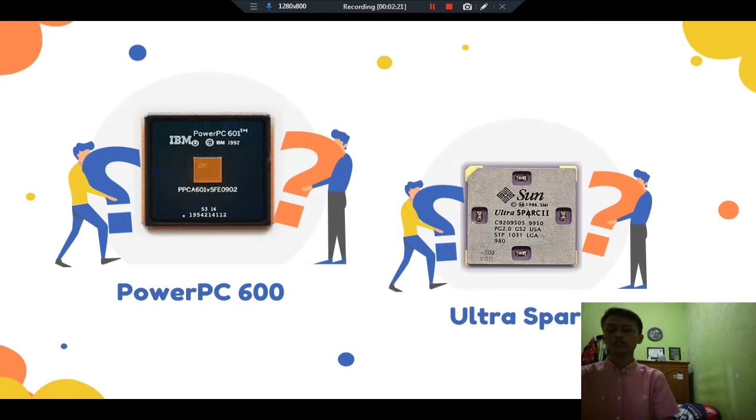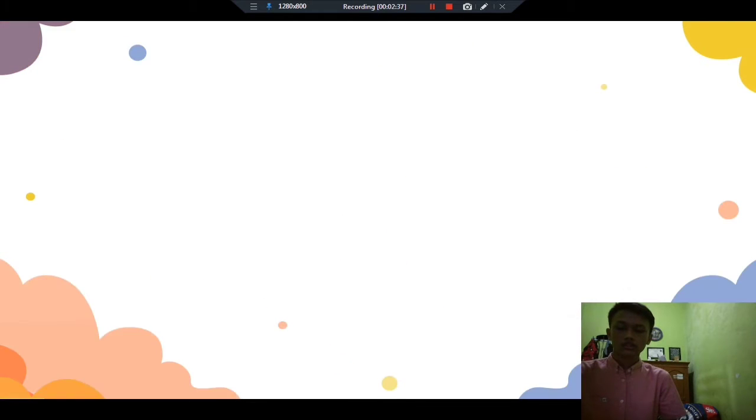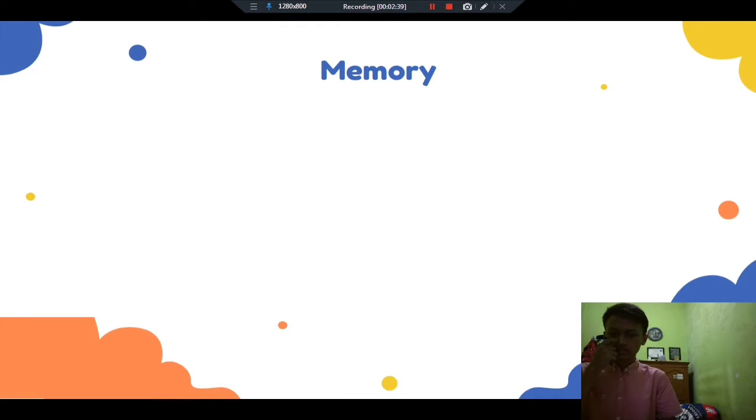And this is an example of RISC microprocessor. This is PowerPC 600 and UltraSpark CPU. Okay, and the second material is memory.